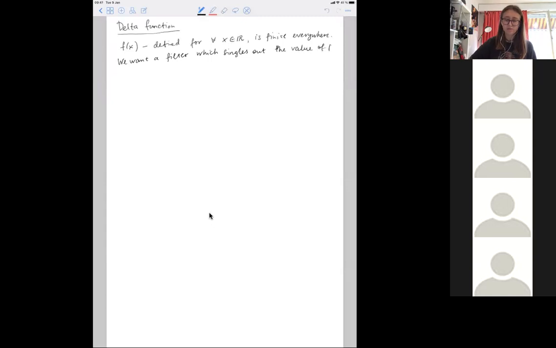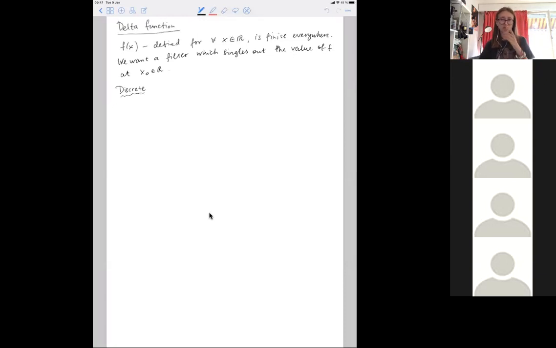The value of f at x0 in R. And the idea is that the delta function is exactly this filter. To understand how this filter works, let us first work with a discrete example.